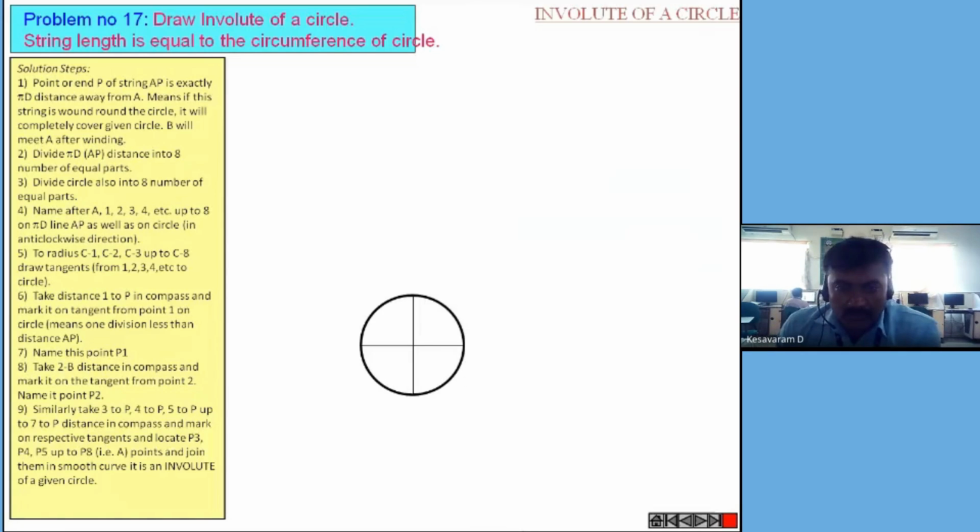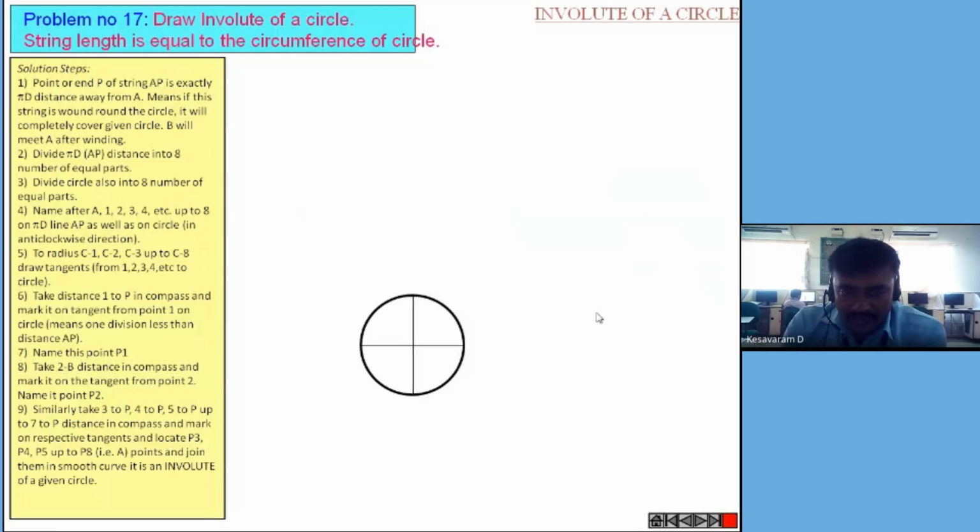So set your mini drafter for 0 degree. Now your horizontal scale will give 0-degree inclination, and your vertical scale will give 90-degree inclination. Now draw a line using your horizontal scale, and using the vertical scale draw a line, through the center of the circle. Now the circle is divided into 4 equal parts.